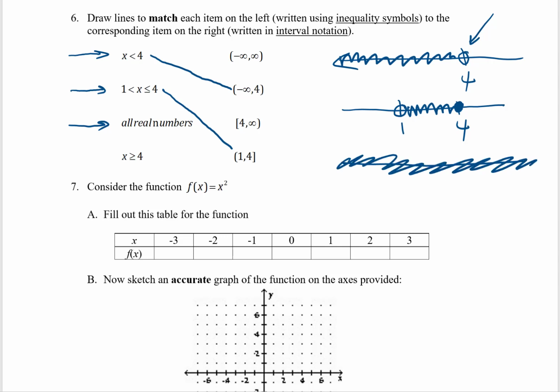The third example, all numbers, that means the whole thing, everything. All the numbers on the line are shaded in. So my number farthest to the left is negative infinity, comma, to the right would be positive infinity. I don't have the bracket issue to worry about, and so there's the answer there.